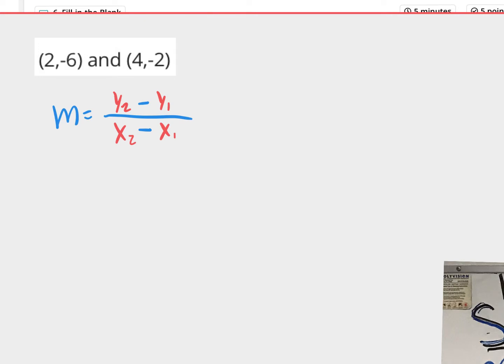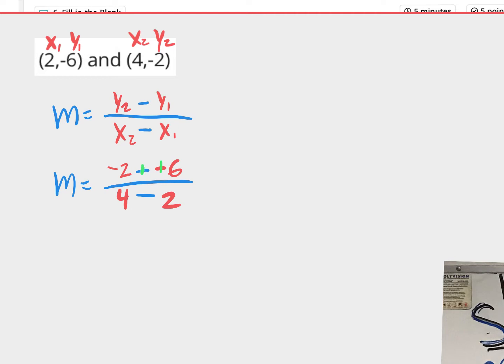And then, of course, how do you use this? You're going to rewrite it with blank spots. And we need to fill in those blank spots by identifying the x1, y1 and the x2, y2, right? So the y2 value is -2, the y1 value is -6, the x2 value is 4, and the x1 value is 2. Anytime you have a minus minus, it must change to plus plus.